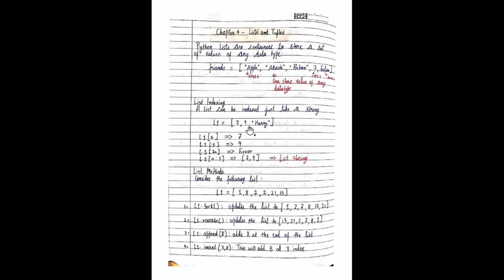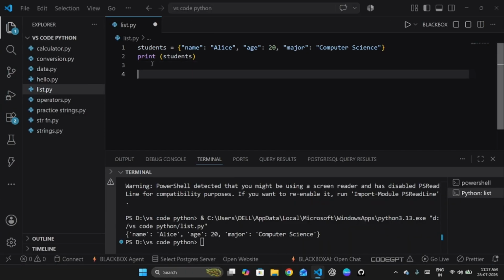Then list methods. Consider the following list. Now explain: string, integer, boolean, all inside one list.